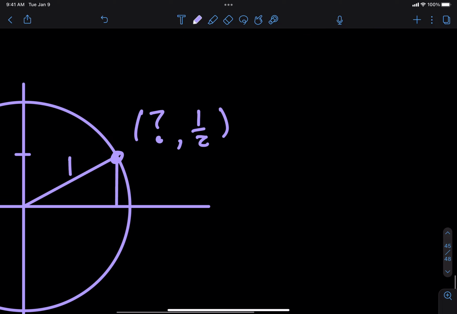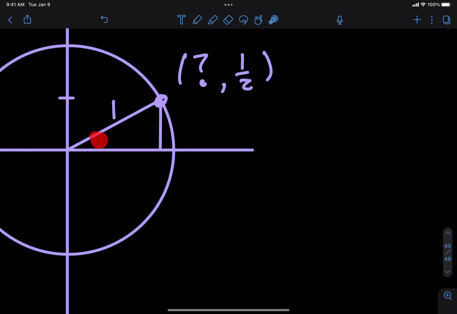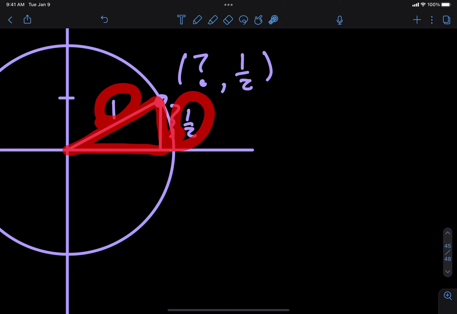Now what am I going to do? My goal is to find out what this angle is. So I'm going to notice that this length is 1/2. And then what do I have? I have a triangle, and I know 2 side lengths of the triangle. What can I do to find out whatever the third side length is?